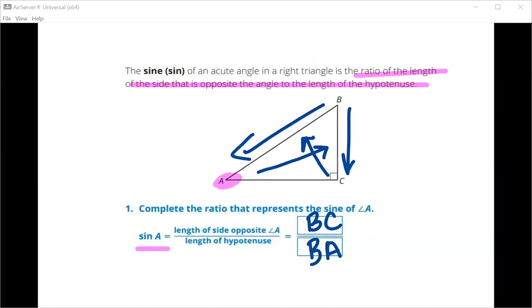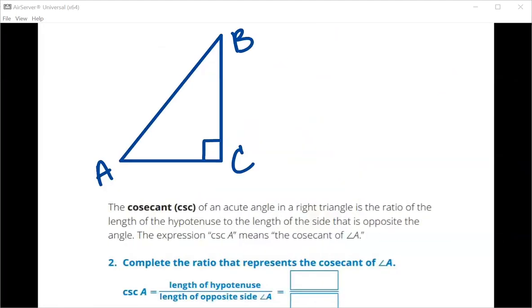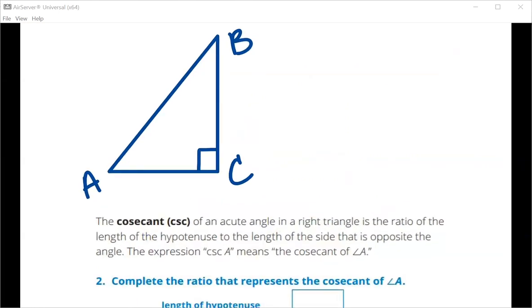Let's take a look at being able to find our cosecant. Given the same right triangle, triangle ABC, we want to find our cosecant. We know that our cosecant is going to be the ratio of the length of the hypotenuse to the side that is opposite the angle. And so that's essentially our cosecant ratio.